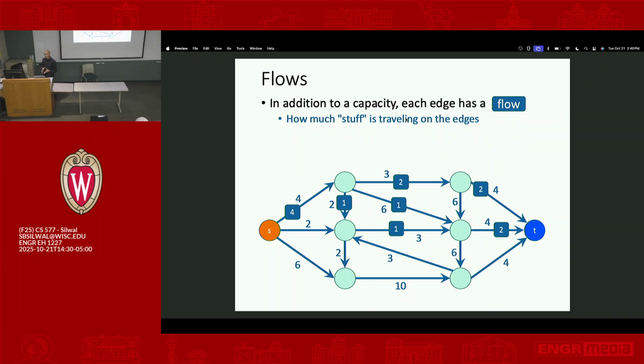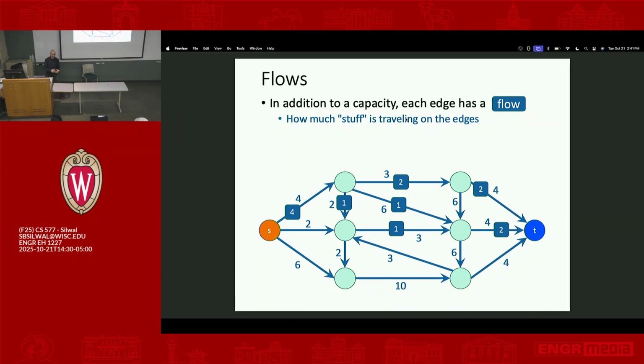A flow is basically the amount of stuff that you're going to be sending from S to T. In this class, the flow is represented by these boxes. What you pretend is S has an infinite amount of stuff, as much stuff as you like, and it wants to send that to T, but it has to use these connections. These connections have costs, right? It's saying, on this edge, at most 10 units of stuff can go on it.